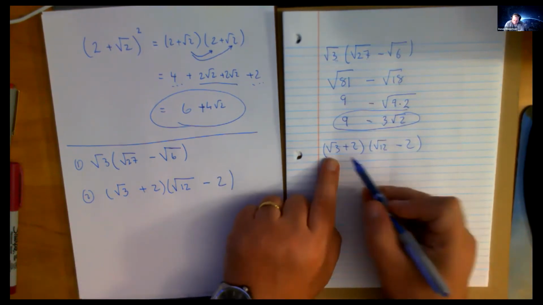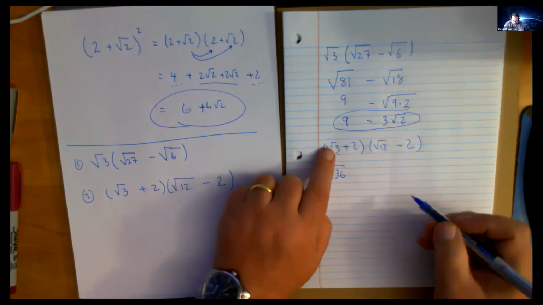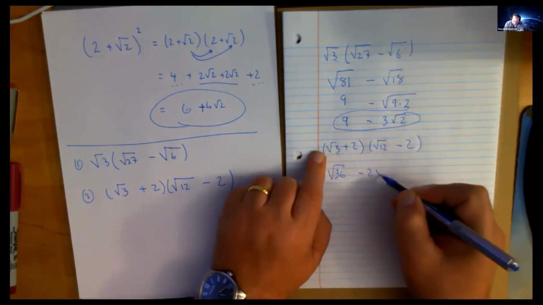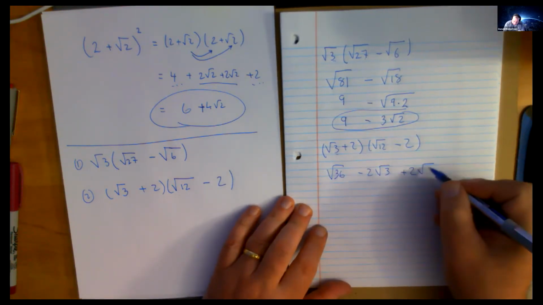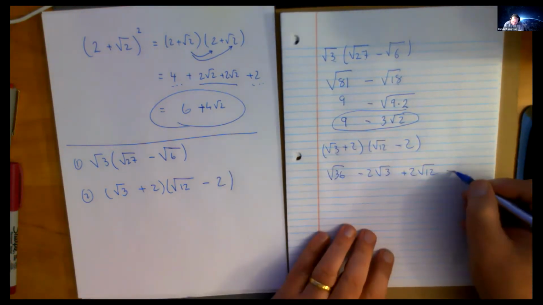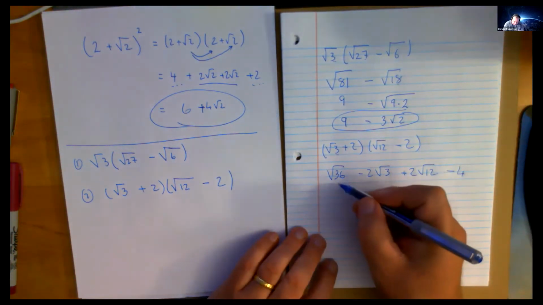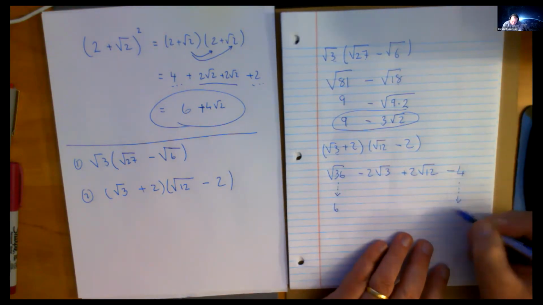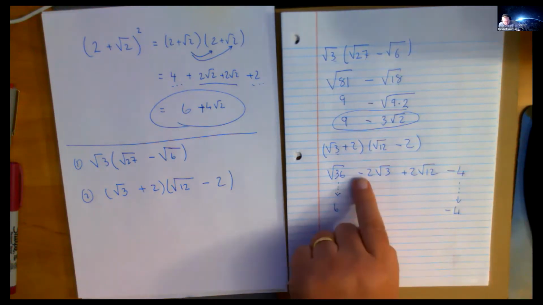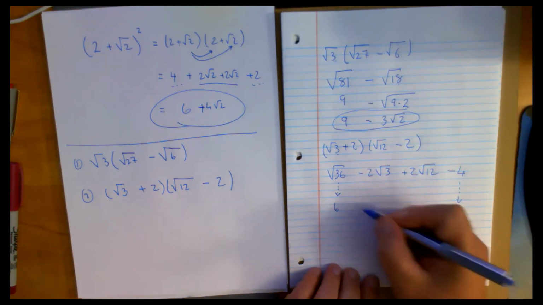Okay. FOIL, I'll just do the point. Square root of 3 times square root of 12 gets you the square root of 36. Square root of 3 times the number -2 just gets you that. 2 times this guy gets you 2 square root of 12, and 2 times -2 gets you -4. Well, let's see what we have. This one is a nice number, and this one is still a nice number. Can you do anything to 2 root 3 to make it better? Nah, it's as good as it's getting.